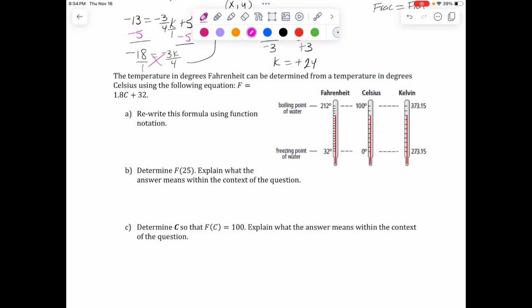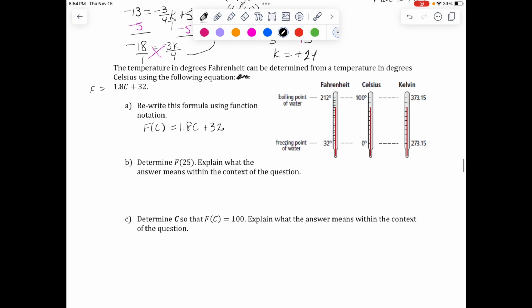Okay, the last question here. For this last one, I don't really like the way it got written here, but it says the temperature in degrees Fahrenheit can be determined from a temperature in degrees Celsius using the following equation. So I would rewrite this. I would say F, the Fahrenheit, is equal to 1.8 times Celsius plus 32. Now that's the formula. Then it says rewrite the formula using function notation. So F of C, the Fahrenheit given the Celsius, is 1.8 times Celsius plus 32.